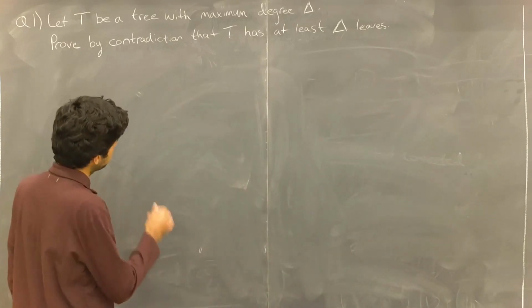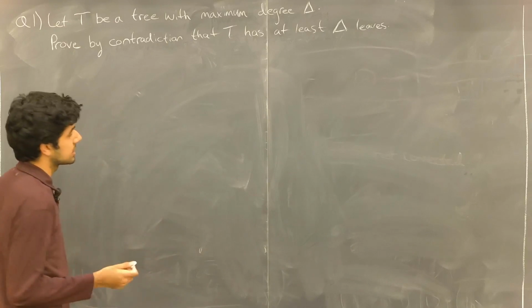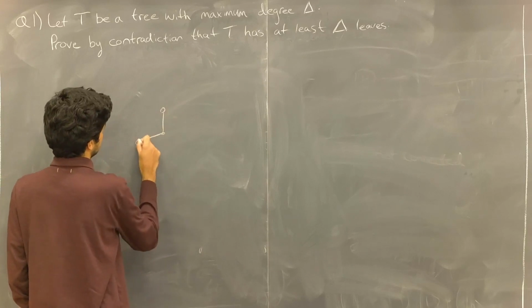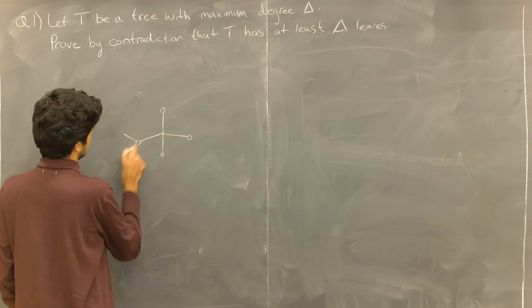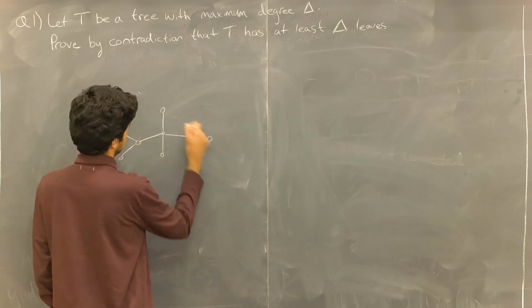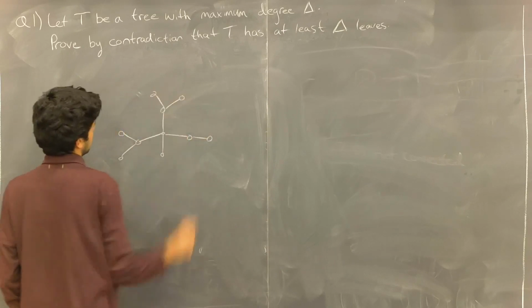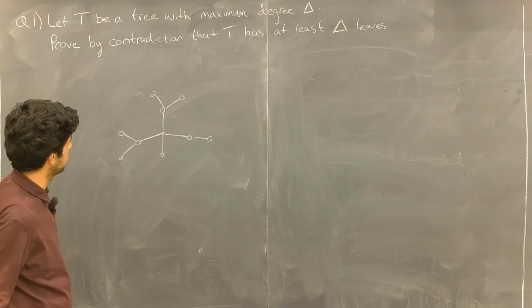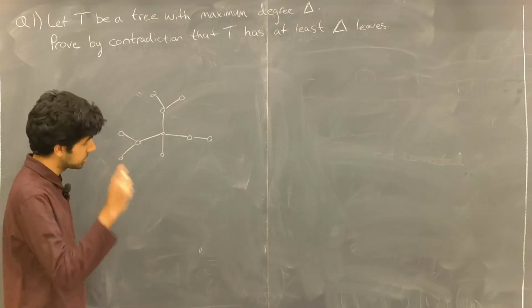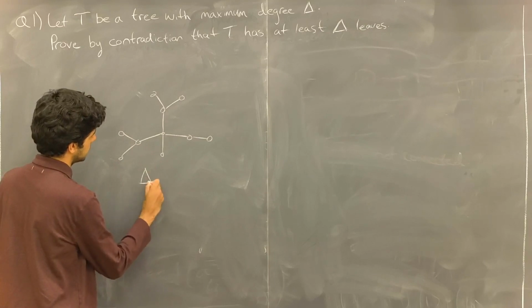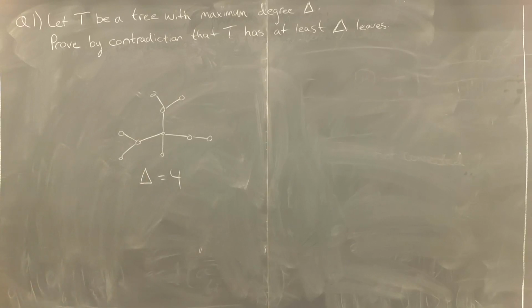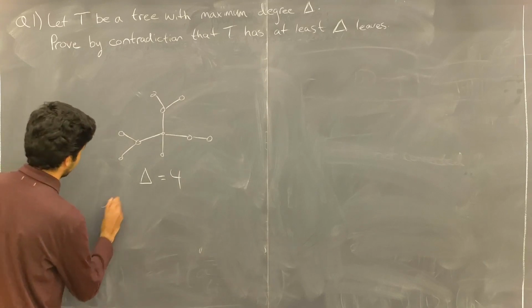So before we even get into contradiction, let's just verify that this may seem correct. So I'll draw a tree. So this is my tree, and there's a vertex that must have the maximum degree. In this case, it's this central vertex. So big delta in this graph is 4. All other vertices have degree 4 or less. And then I want to see if there are at least 4 leaves. So remember, leaves have degree 1.